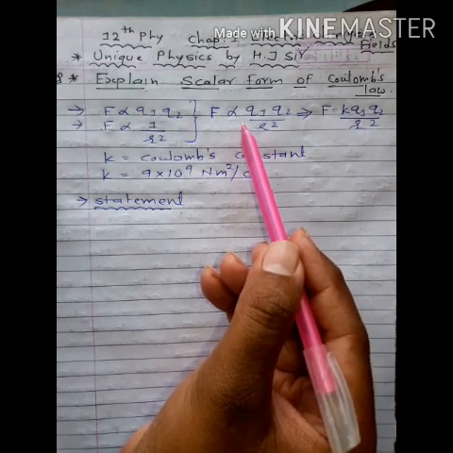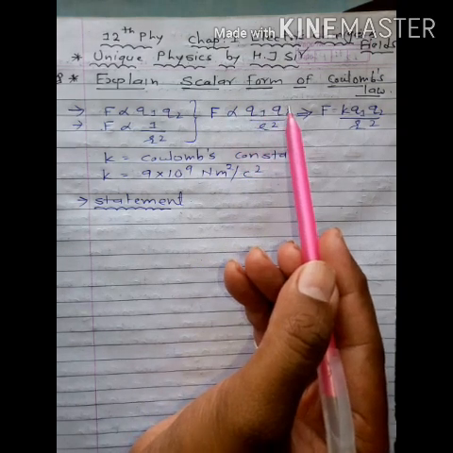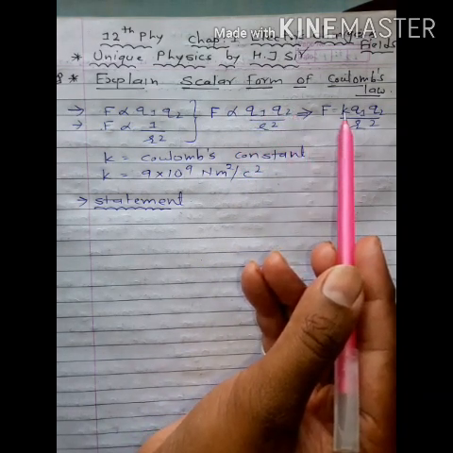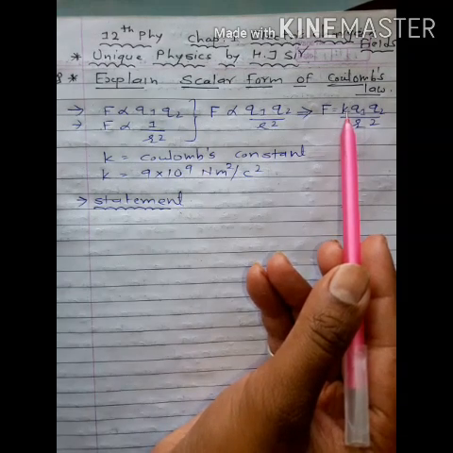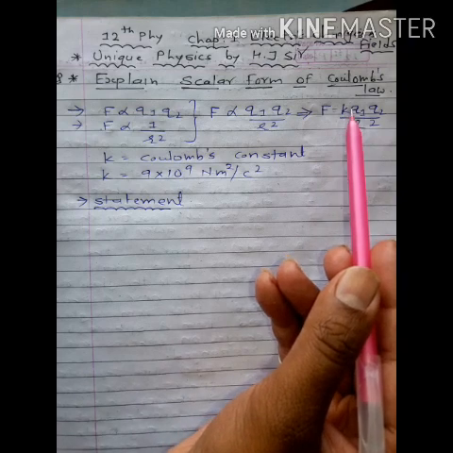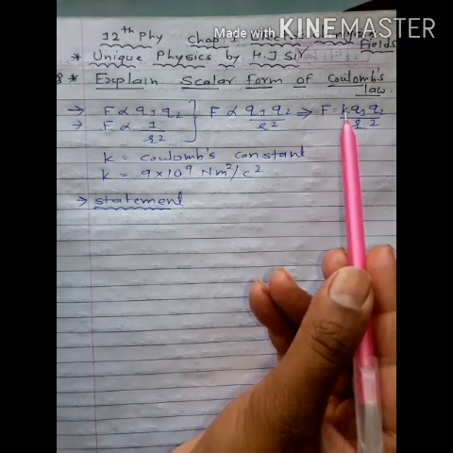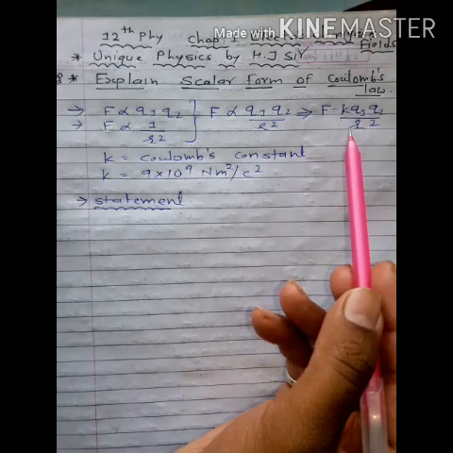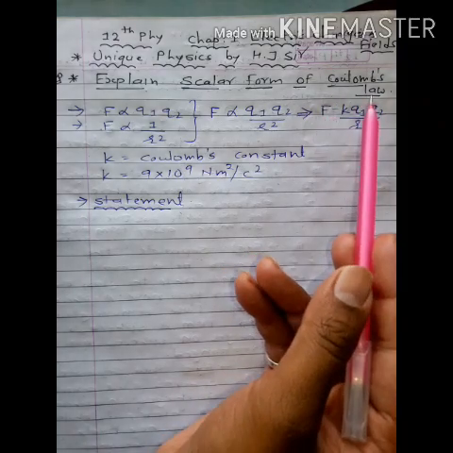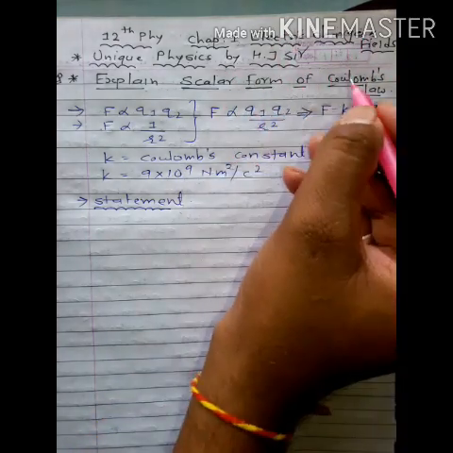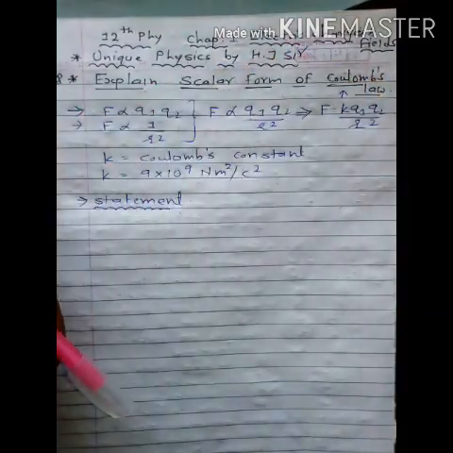Now this is our proportionality sign. Remove this proportionality sign. So we introduce proportionality constant. And in this question we introduce small k as a proportionality constant. So our equation becomes F is equals to k Q1 Q2 upon R square. This equation is known as equation of Coulomb's law. This is important equation of this chapter.